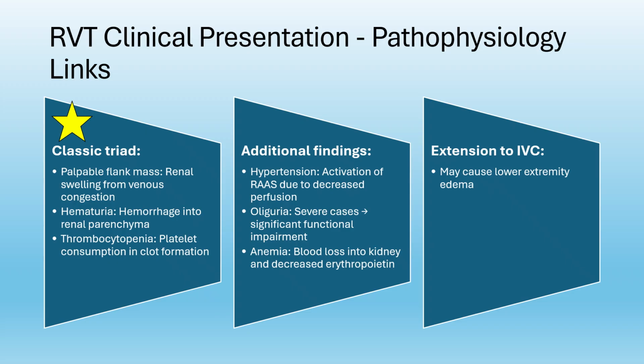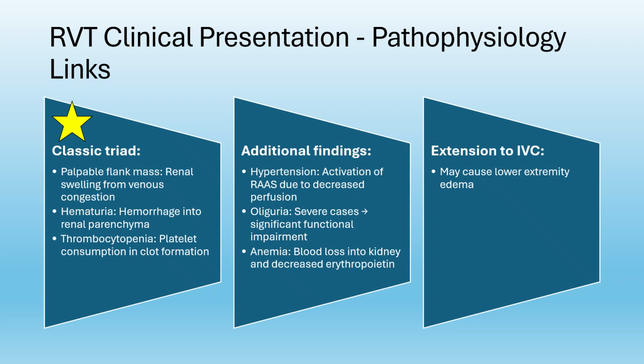Oliguria reflects functional renal impairment degree. In unilateral RVT, urine output may remain normal if the contralateral kidney functions well. However, bilateral involvement produces profound oliguria through decreased glomerular filtration and tubular obstruction from hemorrhagic debris.